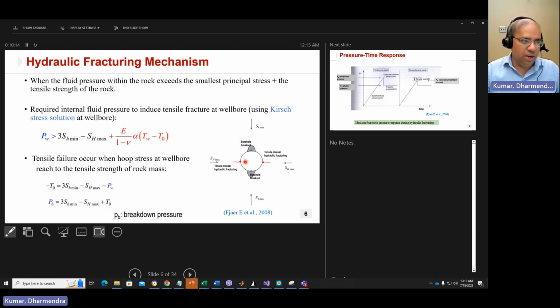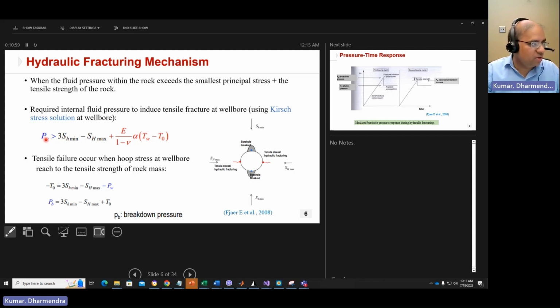The basic mechanism of hydraulic fracturing depends on the stress concentration near the wellbore. If you have the minimum horizontal stress and maximum horizontal stress, and also the vertical stress, using those we can calculate the stress concentration at the wellbore using stress solutions. And in order for a hydraulic fracture to initiate from the wellbore, your fluid pressure should be higher than your smallest principal stress plus the tensile strength of the rock.